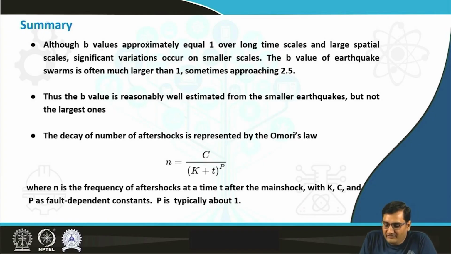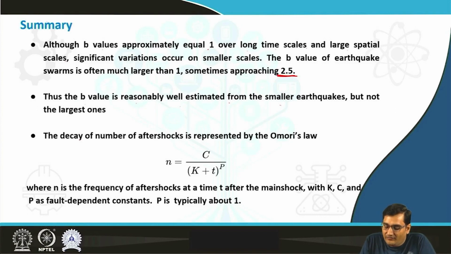Although the b value is approximately equal to 1 over long time scales and large spatial scales, significant variation occurs on smaller scales. The b value of an earthquake swarm is often much larger than 1, sometimes approaching 2.5. Thus, the b value is reasonably well estimated for smaller earthquakes but not the largest ones.